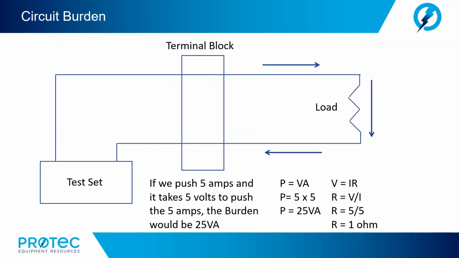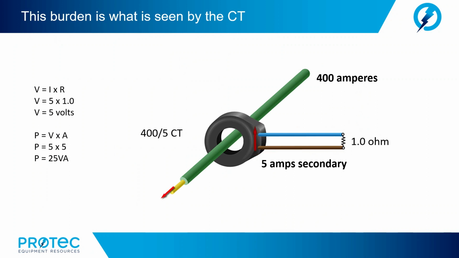So, let's take a look at circuit burden. Again, if we push 5 amps and it takes 5 volts to push the 5 amps, the burden would be 25 VA. Now, this is the burden that is seen by the CT. So again, here we see, in order to drive the 5 amps, it needs to build 5 volts, or a power of 25 VA.